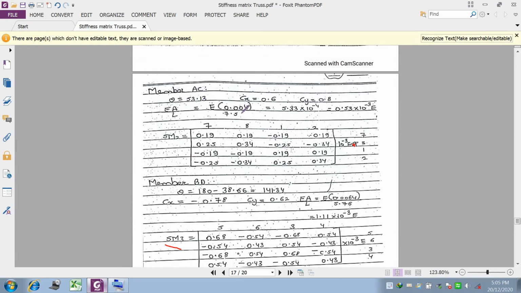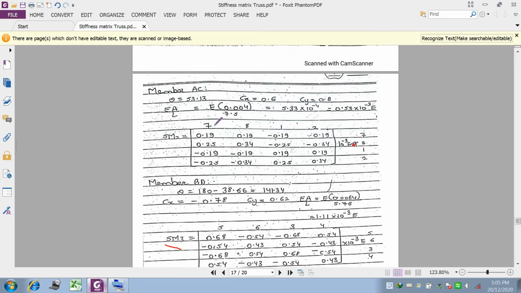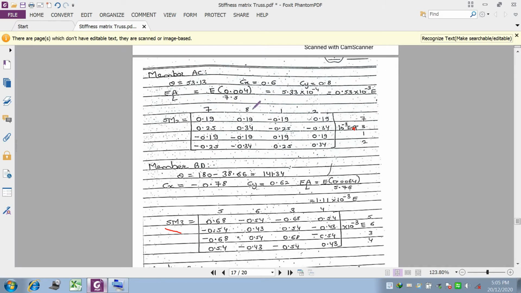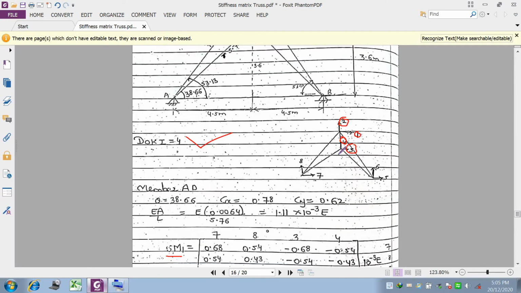AC theta is 53.13. Then you have to calculate the values of Cx and Cy according to that theta. Then EA by L: A is given as 0.04 here, and EA by L is 7.5. You can calculate the value of EA by L in the form of E. Put the value of 10 to the power minus 3 outside the bracket in the form of E, and calculate the rest of the values inside the bracket using the formula. The coordinate you have to put is 7812 for AC. We know that at AC the coordinate is 7812.